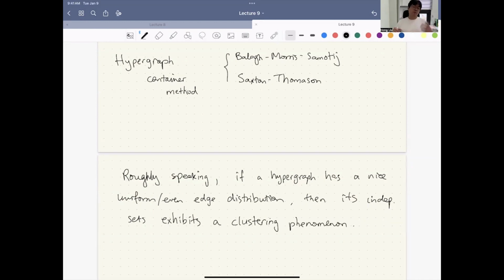Clustering phenomenon just means, as in Kleitman-Winston, when you have a locally dense condition, this time we say the edge distribution is nice, which is a more vague way of saying it's locally dense, right? If your edges are smoothly, uniformly distributed, like in the random graph, then every patch should have the expected number of edges. Now, clustering just means we can use small fingerprints to group the independent sets together into few groups of containers. That's the clustering we're talking about. The independent sets exhibit a clustering phenomenon.